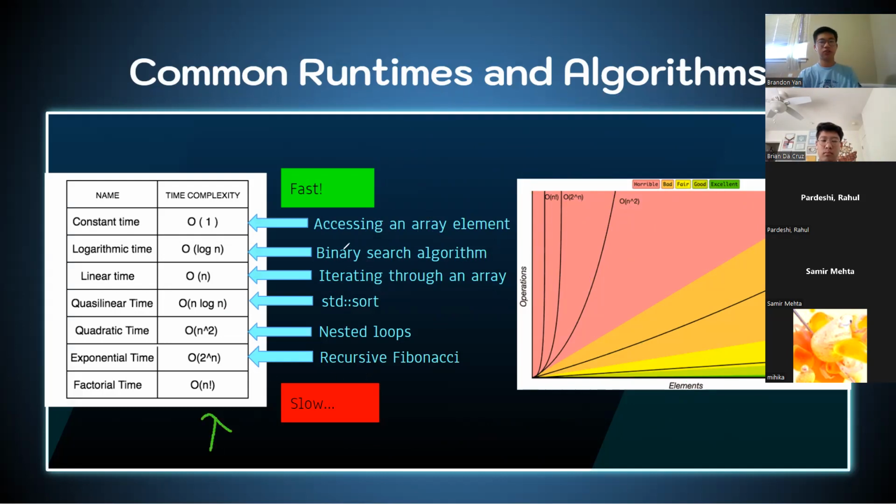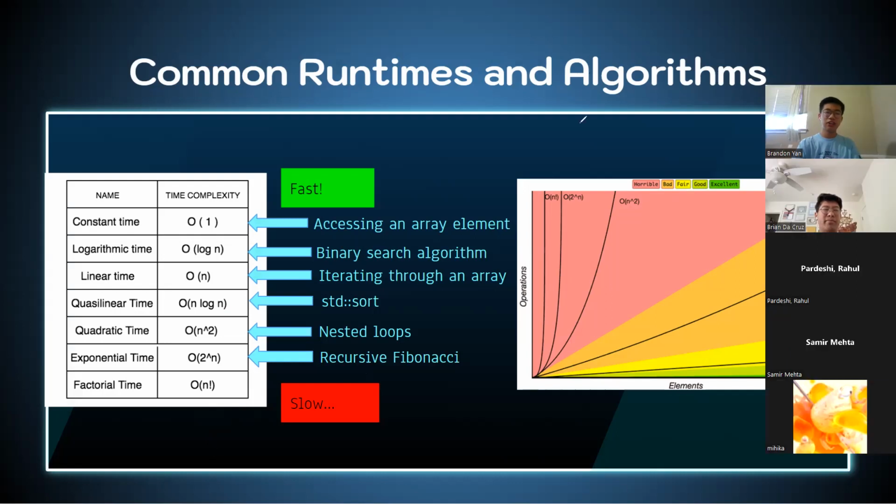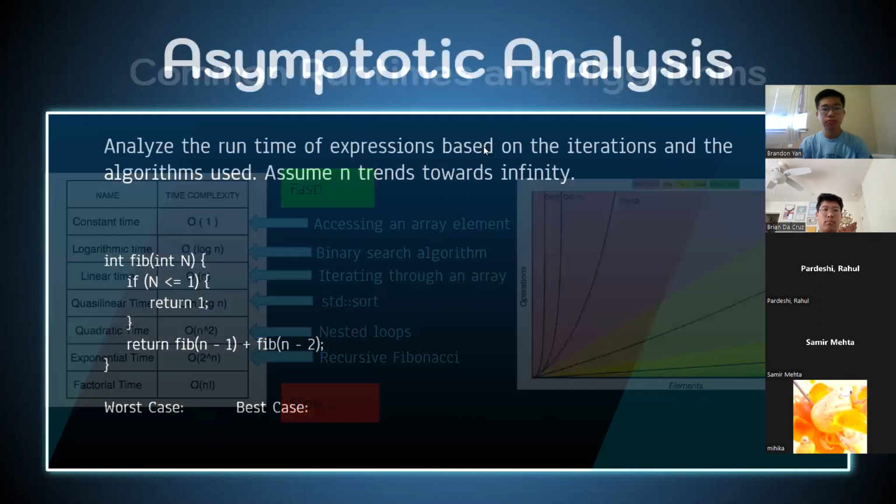And then now we just have n factorial. You're never going to use this in competitive programming, but you could on very small inputs. So overall, you want to be trying to get the fastest you can in competitive programming. That's how it works.